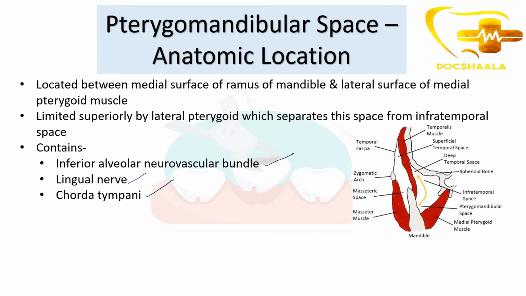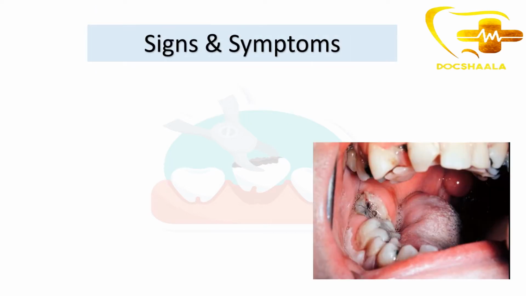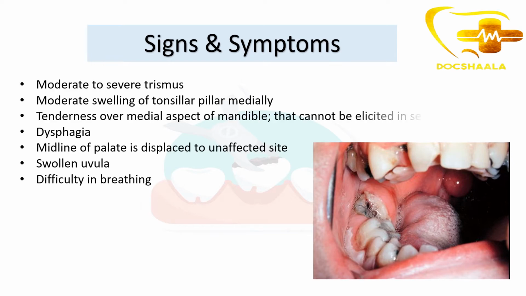Then coming to the signs and symptoms which we see when we have a pterygomandibular space infection, here you can see the image. There is moderate or severe trismus. What is trismus? Difficulty to open the mouth is known as trismus. So there is limited mouth opening.